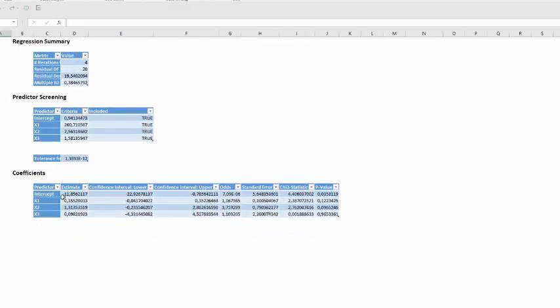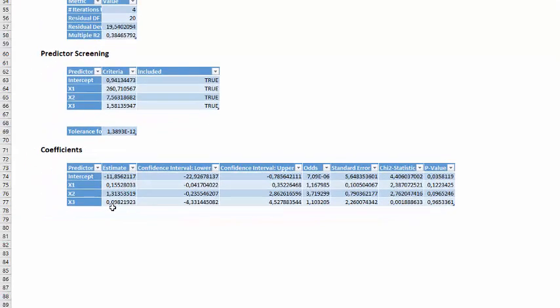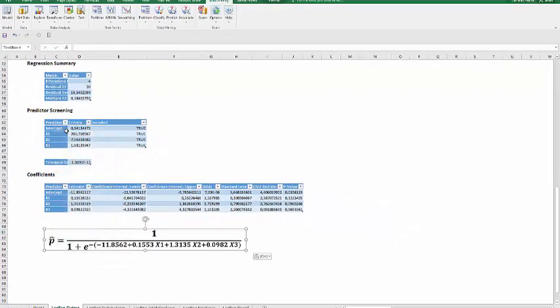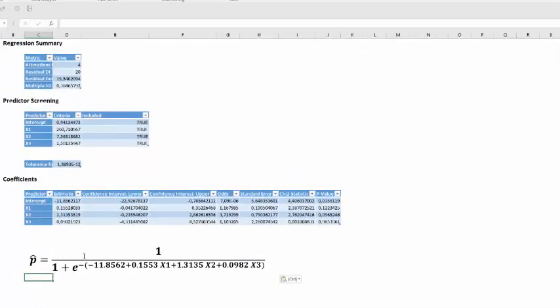Here we go to the table of coefficients. I can obtain my logistic regression by identifying those coefficients. Now here is my regression equation. The probability that an observation belongs to class 1 is obtained by taking 1 over 1 plus e to the minus, and the coefficients are here.